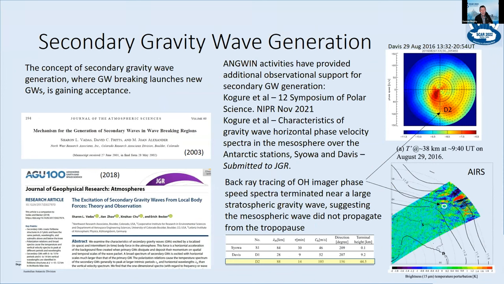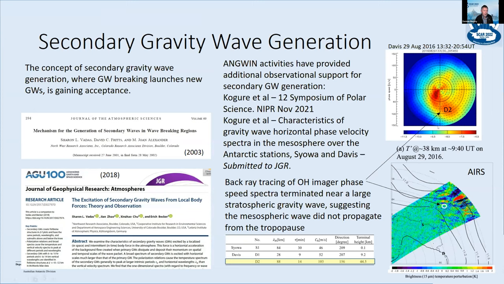The concept of secondary gravity wave generation, where a gravity wave propagates up through the atmosphere, breaks, generates new gravity waves, and then those gravity waves propagate further up, is now gaining some acceptance. Some Angwin activities carried out by one of our colleagues, Masaru Kagure, and there's a couple of references to where this work has been presented, provide observational support for this idea of secondary gravity wave generation.